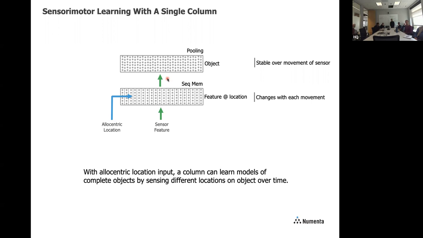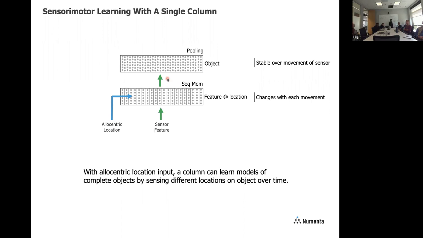With this location input, a single cortical column can learn models of a complete object by integrating and pooling across all of the different locations on an object over time. So if I've never sensed a coffee cup and I'm learning about it, I can associate all of the different sensory inputs at the different locations with a single SDR at the top.